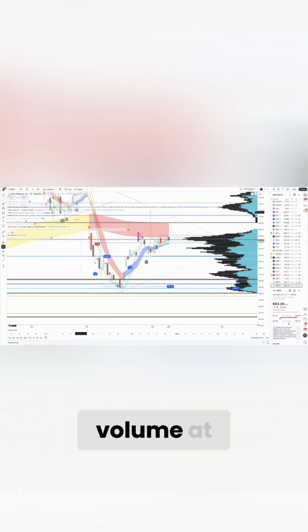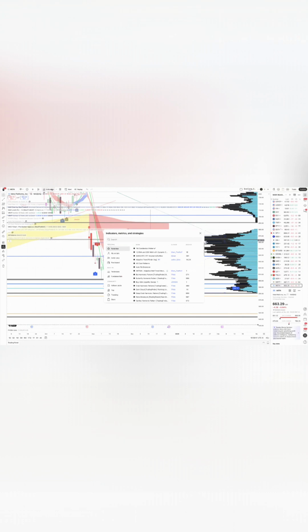So sometimes you'll see volume at the bottom of your chart. Okay. So at the bottom of your chart, you will see volume, right? It looks just like this, right? So let's put some volume on the chart.